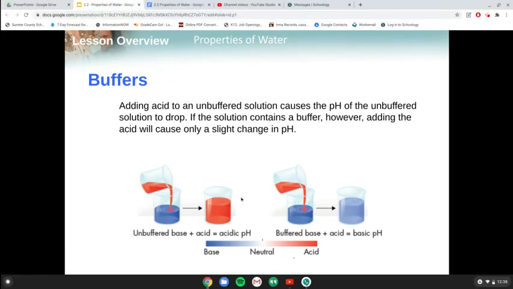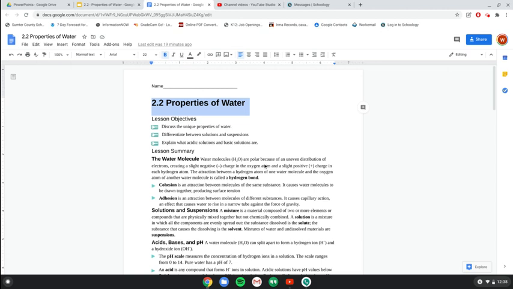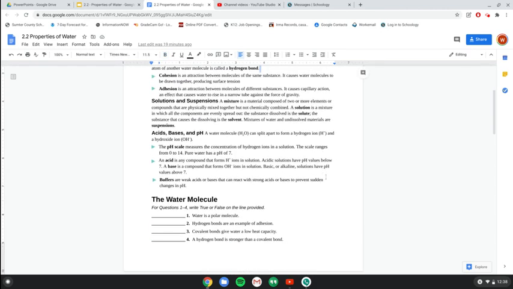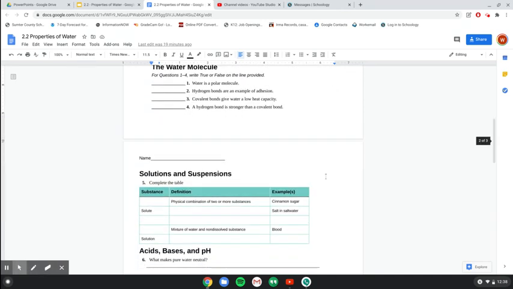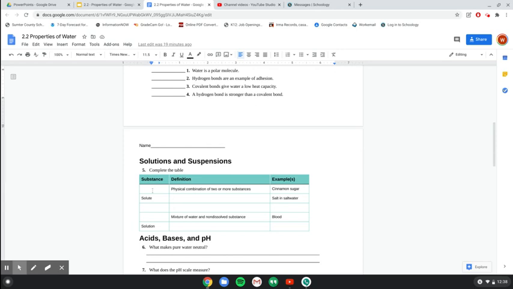Now, I want to turn to our assignment quickly and look at a couple of the questions specifically that you guys may have a little bit of trouble doing in Google Docs. Okay, so I want to look at this table right here first. Okay, so you can very easily just click and type in this. That shouldn't be a problem at all.